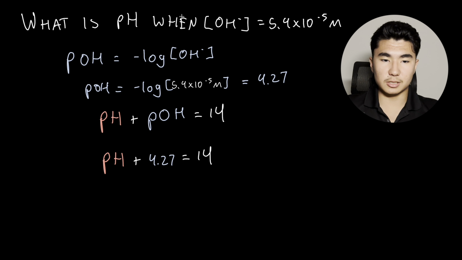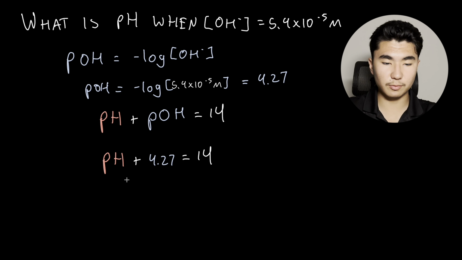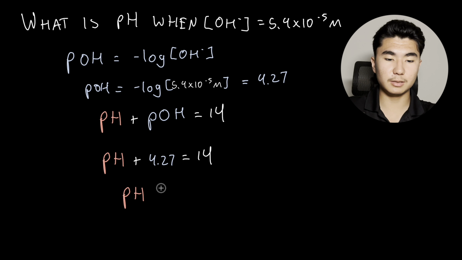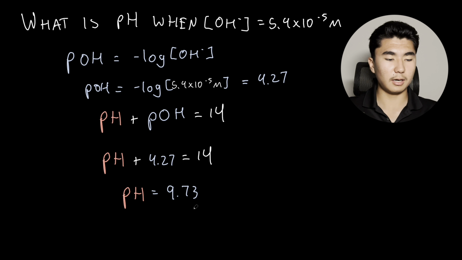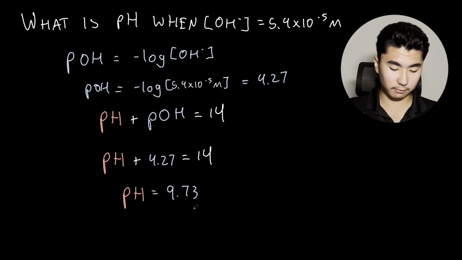Now all we have to do is just basic algebra, and when we do that, we're just subtracting 14 minus 4.27, and that gets us 9.7, I believe that's 9.73. Let me check real quick. 14 minus 4.27. Yeah, 9.73, and that is our pH.